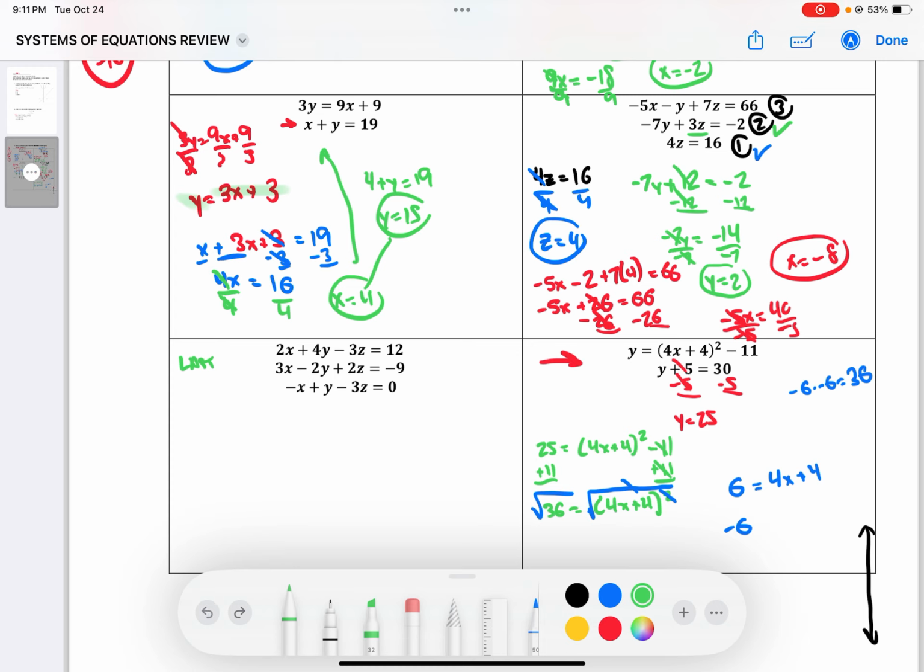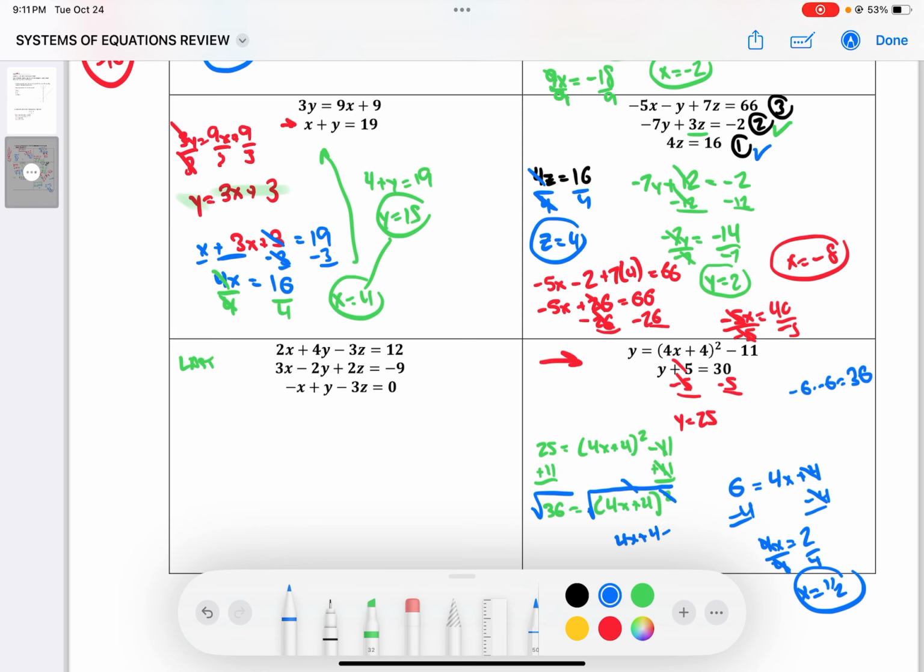So we take that graph out of the way. So 4x plus 4 not only equals 6, but we're also going to set it equal to negative 6. Let me erase this real quick to make myself some room. Subtract 4. 4x equals 2. Divide both sides by 4. X equals 1/2.